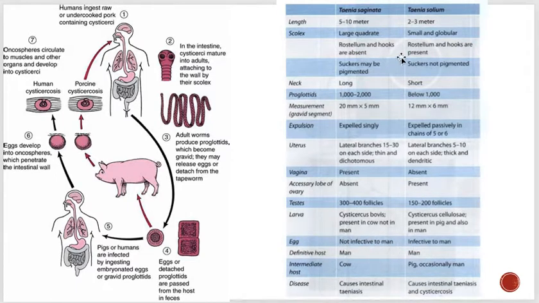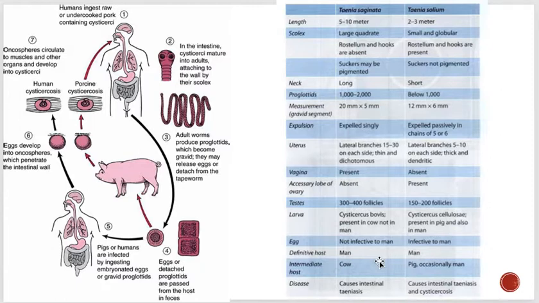Eggs are not infective to man in Taenia saginata, but in Taenia solium, the eggs are infective to man. So this is an important point. Both of them have man as the definitive host, and the intermediate host, as you know, for saginata is beef, so cow, and for solium, remember, pork, so of course pig. And the main difference is that this one just causes intestinal infection. Solium can cause intestinal taeniasis and cysticercosis, whatever you want to name them.